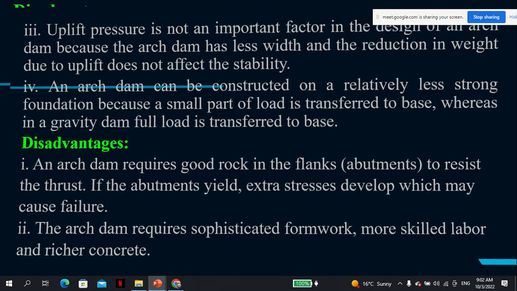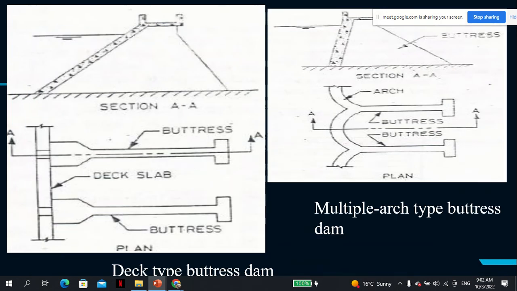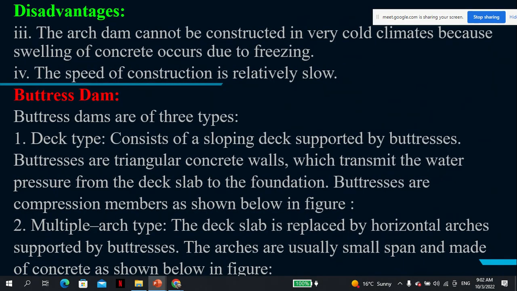Okay, so the expansion issue is also a big issue, because when concrete expands in a confined volume and there's no space, concrete will crack. Now, buttress dams are of three types. You have deck types consisting of sloping deck supported by buttresses. Buttresses are triangular concrete walls which transmit the water pressure from the deck to the slab.